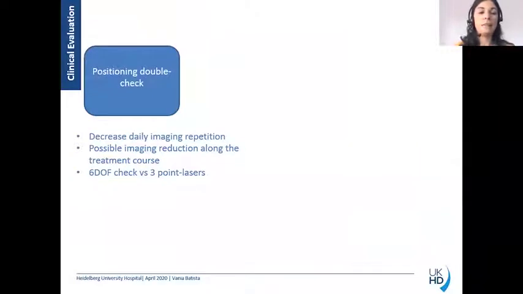As I said, Align RT performs like a kind of double check. That means that you can reduce the number of daily imaging repetitions and possibly reduce the amount of imaging along the treatment course, because you are now positioning the patient with 6 degrees of freedom compared with the 3-point lasers, for example.